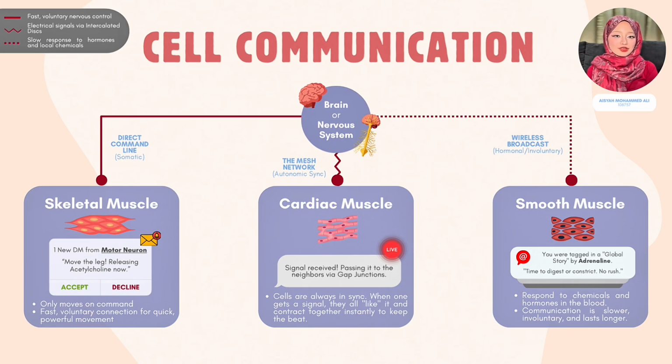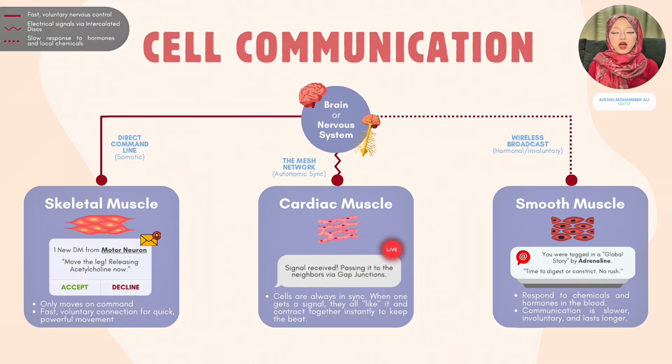And finally, on the right, we have smooth muscle. This is a wireless broadcast. These cells don't usually have a direct wire or line to the brain. Instead, they react to global stories or texts, things like hormones or adrenaline floating in the bloodstream. Because they have to wait for the signal to reach them through the body's Wi-Fi, their response is much slower and involuntary, like the steady pace of your digestion. So, whether it's a private DM, a synchronous group chat, or a global notification, these communication styles ensure our muscles respond exactly when and how they need to.